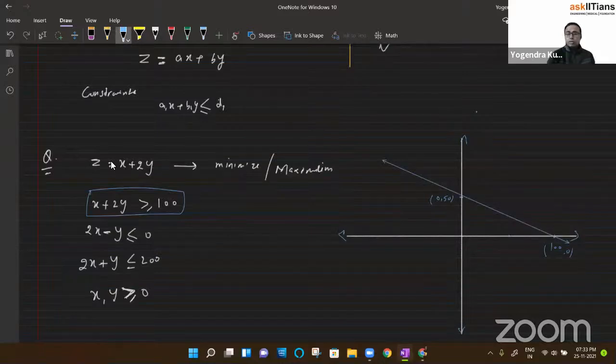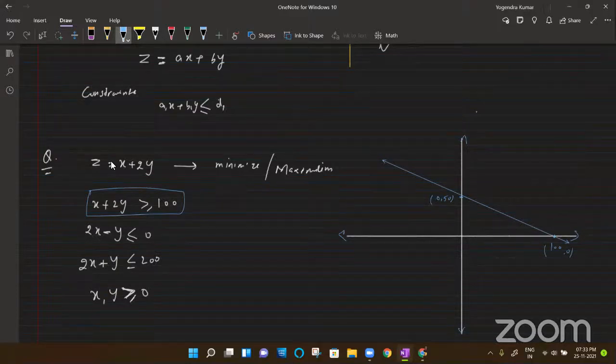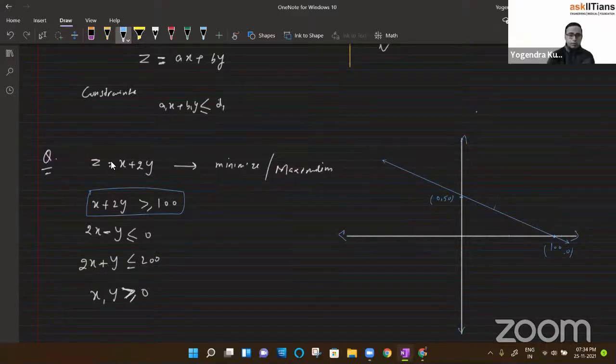Now, which side should I shade? This side or the above side? When I put 0 comma 0 here, it is 0 plus 2 times 0, it will not be less than, so the above part. So I'm just giving one arrow mark like that.